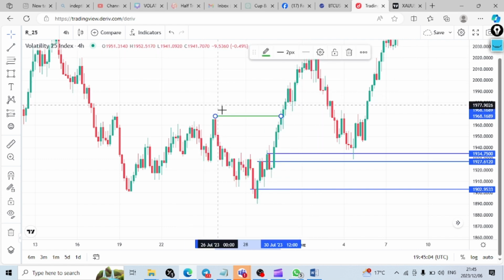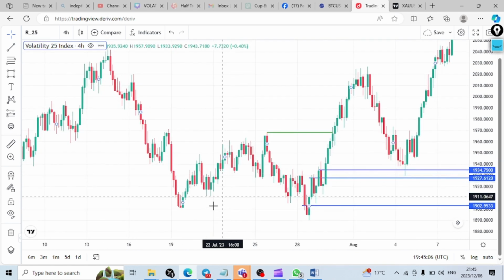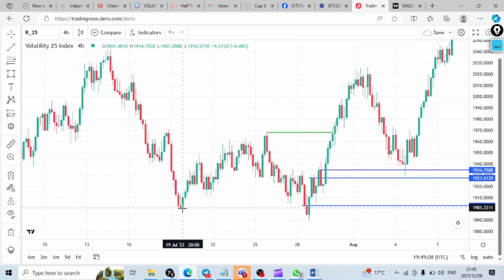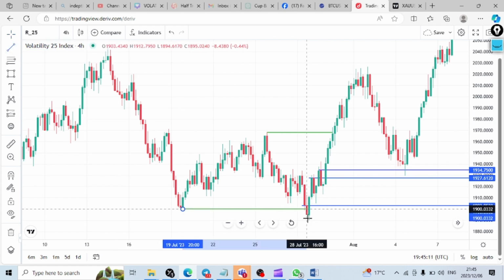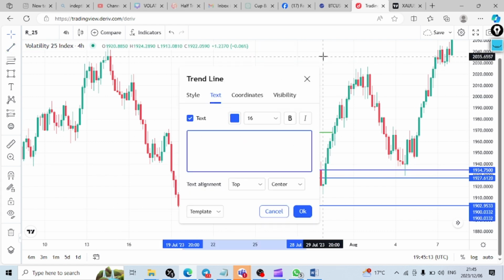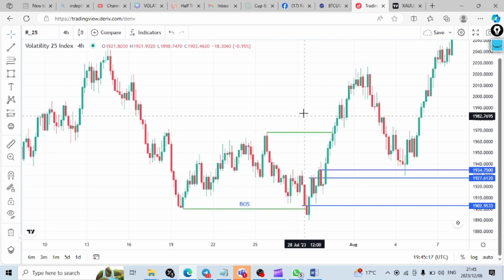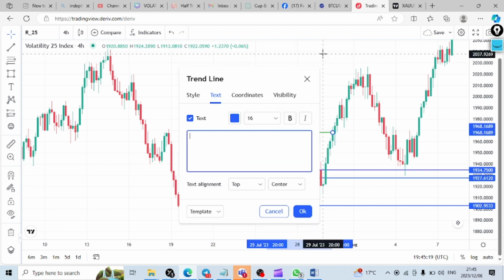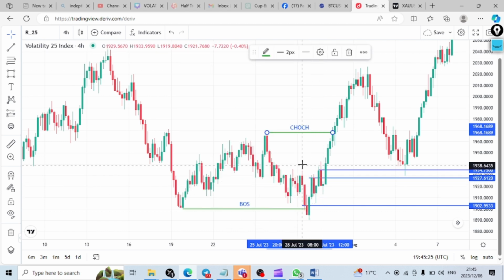Okay, let's just say a change of character. Since the price was moving down, we had a change of character. Why? Because we had the break of structure here. For you to know that this is a change of character, there must be a break of structure. So here at this particular level, we have a change of character.